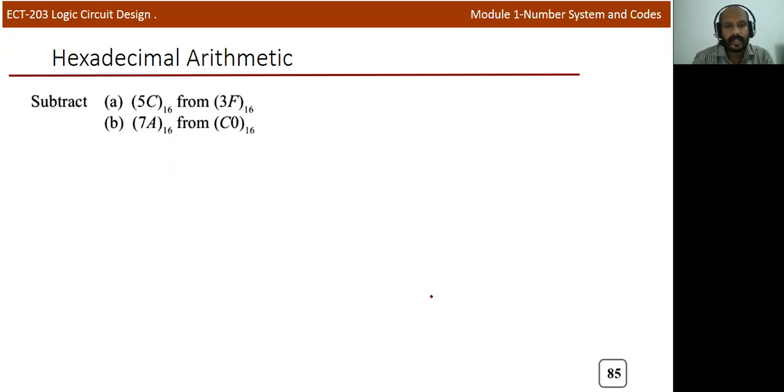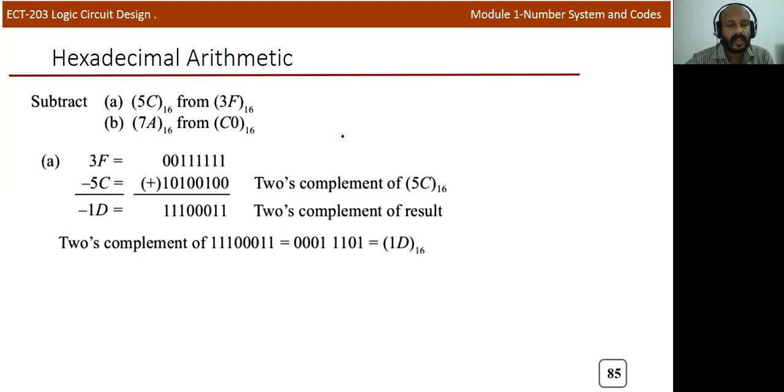Now we'll discuss hexadecimal subtraction. Okay. First we'll take the case we need to subtract 3F minus 5C. So instead of writing like subtraction, we'll convert it into addition between 3F and minus 5C in hex. Okay. So you can write the binary equivalent of 3F. So this is a 3F, and 5C is a negative number. So first we need to write 5C in hex. So C means it's actually 12. So you can write 1100. 5 means 0101. Now we need to take the 2's complement of this.